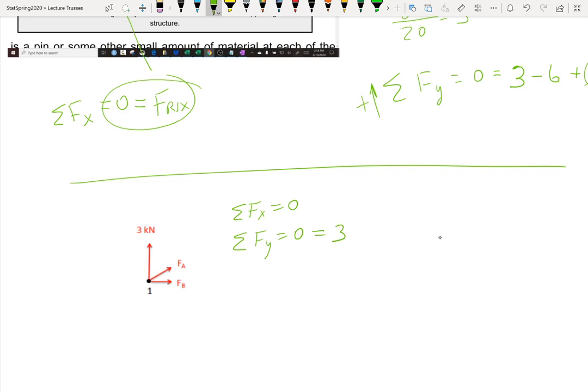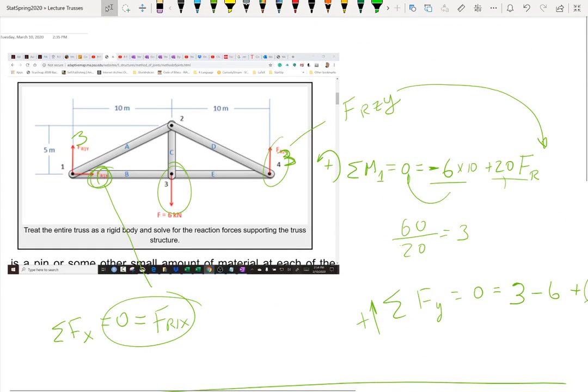I've got a 3, and I'm going to drop the kilonewton and just put the numbers in there. And you got this FA going up, so we're calling this positive. FA times cosine of some angle. Can we figure out that angle? Well, it's a 5 and a 10, so it's the angle associated with that.